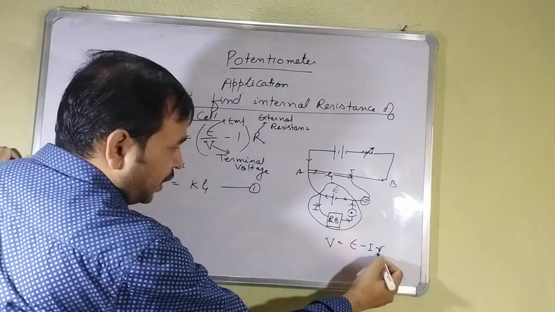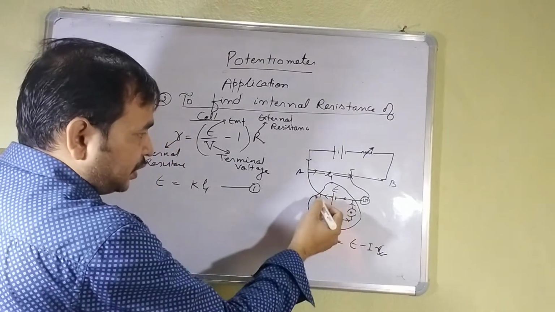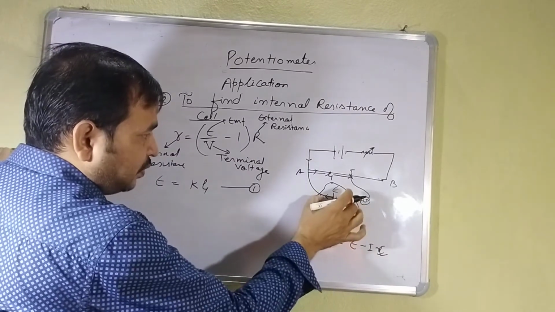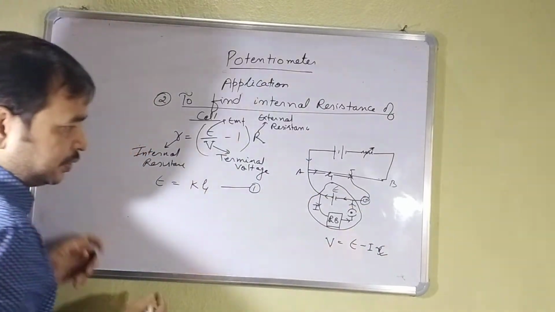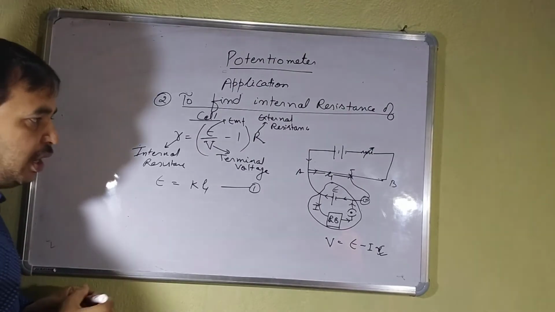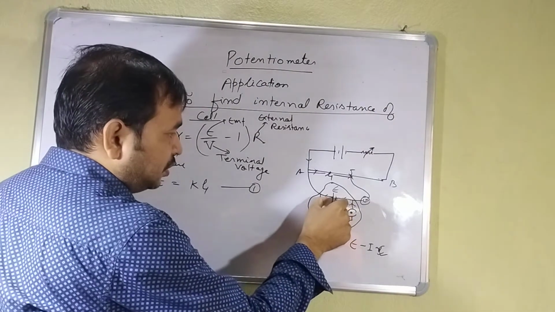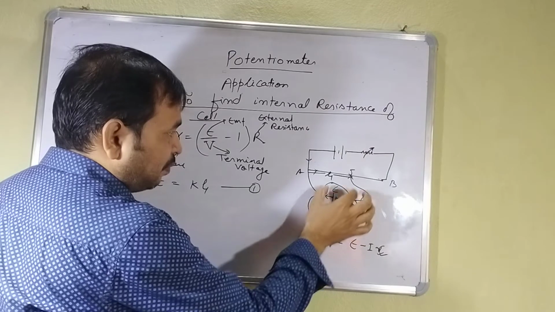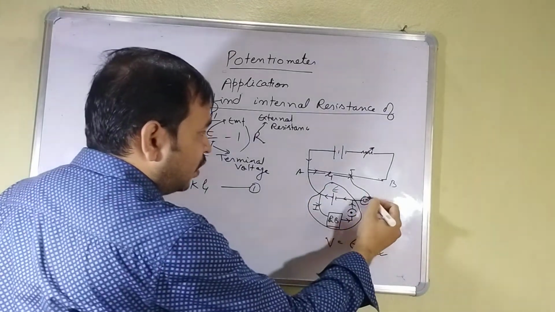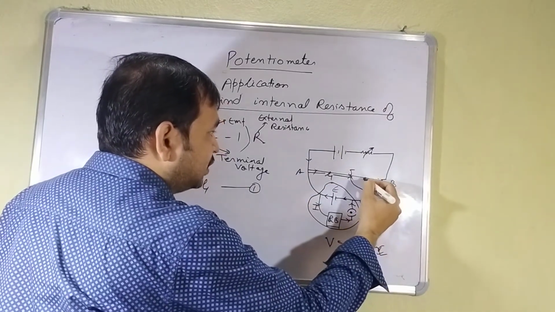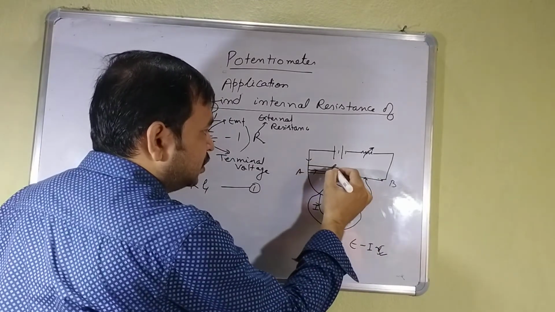So that this we have to find. Whenever the resistance is connected to the cell, actually we are measuring the terminal voltage. Clear? So when you are measuring this terminal voltage, this is balanced at, suppose, any point. Now it is balanced at a second point. Suppose this is L2.